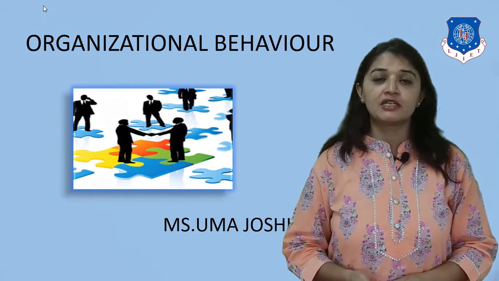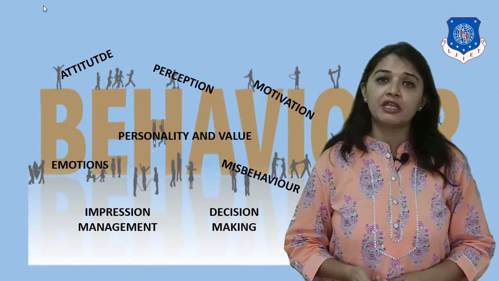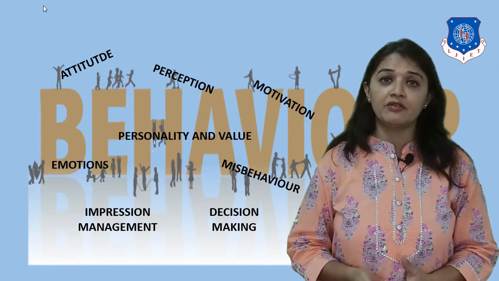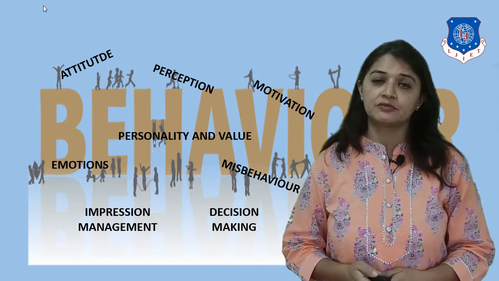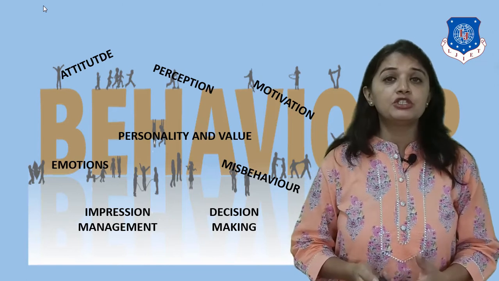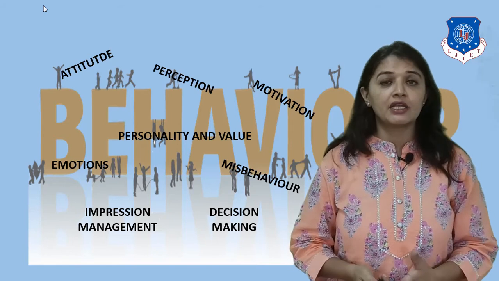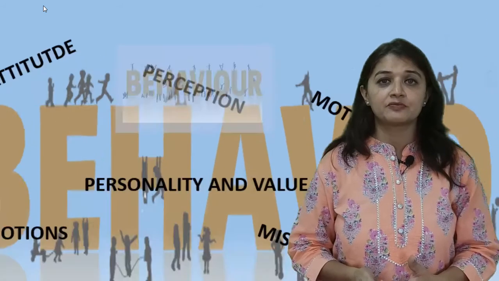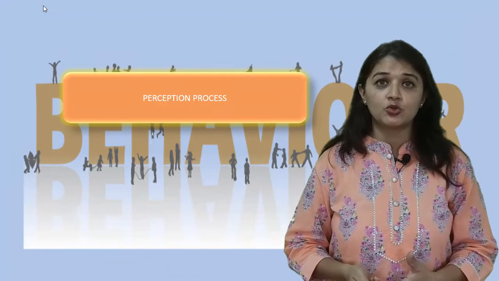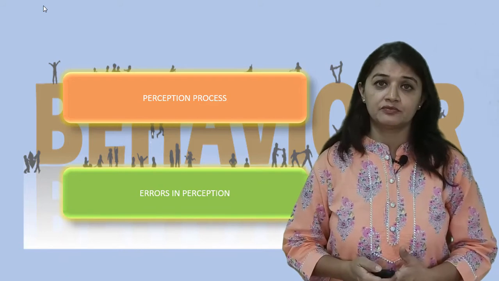In this subject, we have started the second chapter, which is individual behavior. In individual behavior, we started by talking about attitude, and then we moved on to perception. In our last video, we talked about what is perception. Today, we will be understanding how the perception process happens. Also, we will see what the errors in perception are.